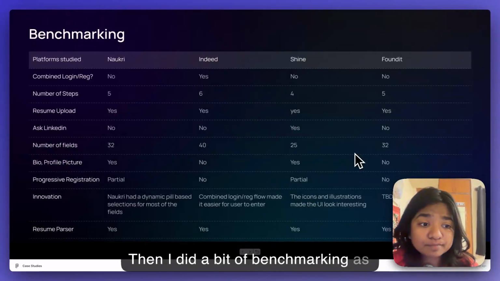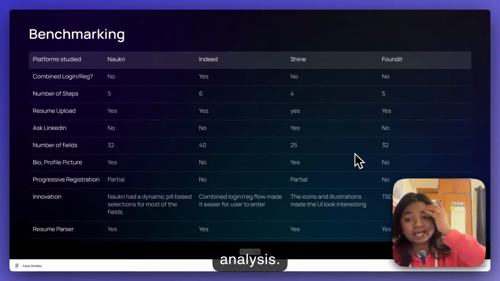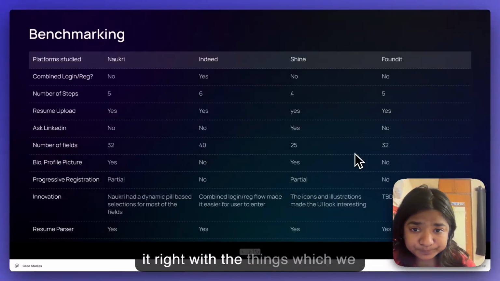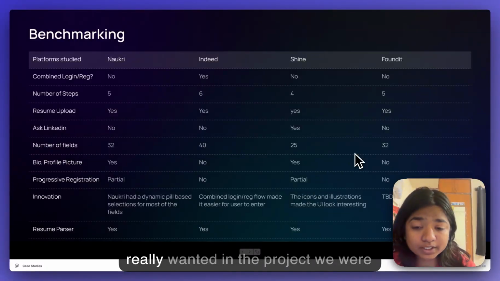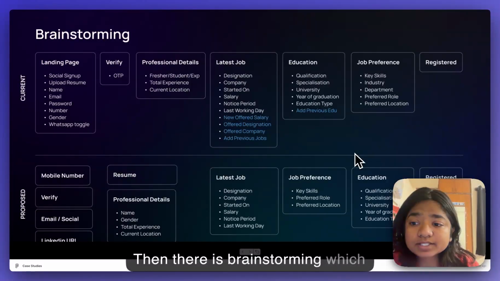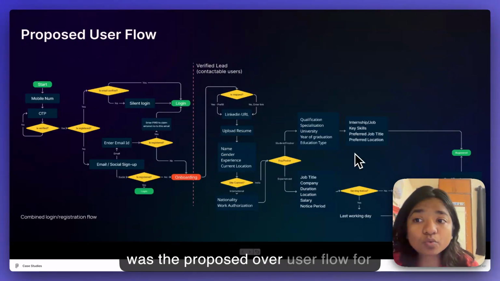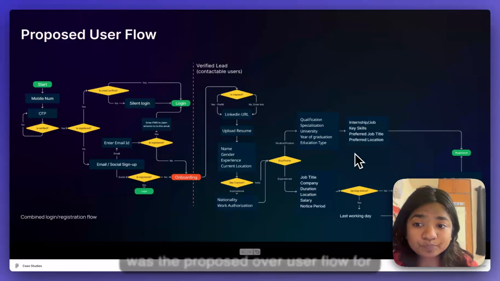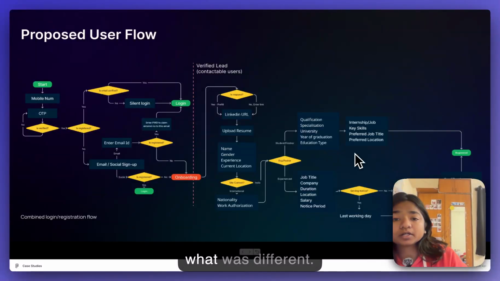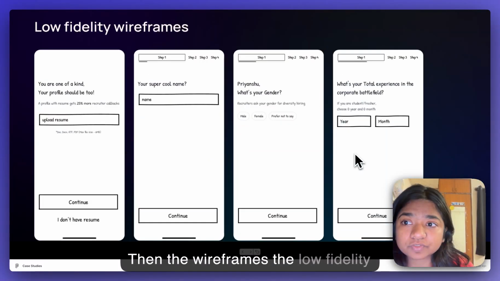Then I did a bit of benchmarking with secondary research, competitive analysis. I presented an overview of it, with the things we really wanted in the project we were revamping. Then there is the brainstorming which we did, so I presented that. Then the proposed user flow, what I came up with and what was different. Then the low fidelity wireframes.